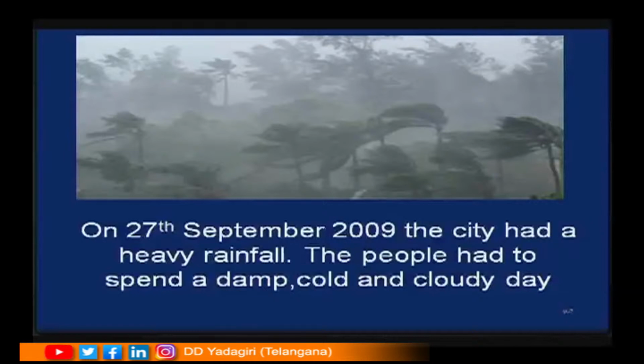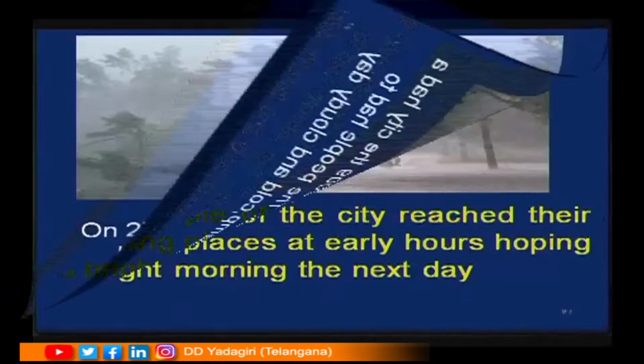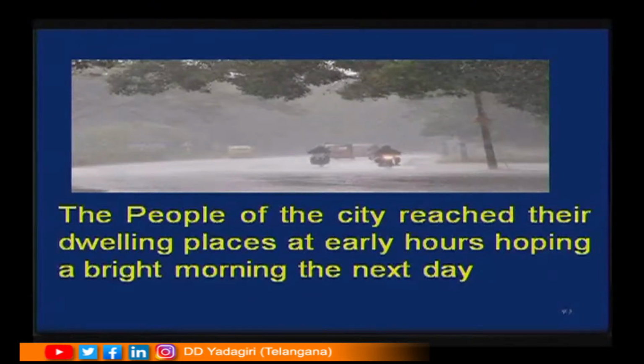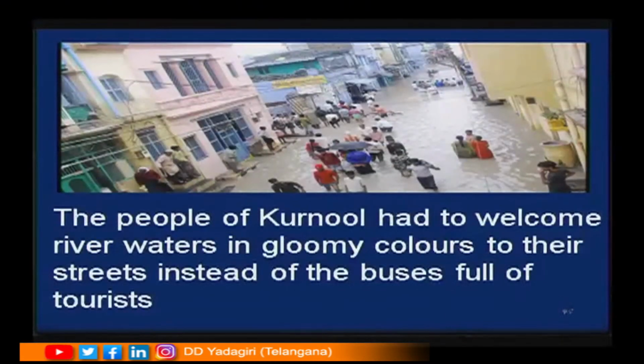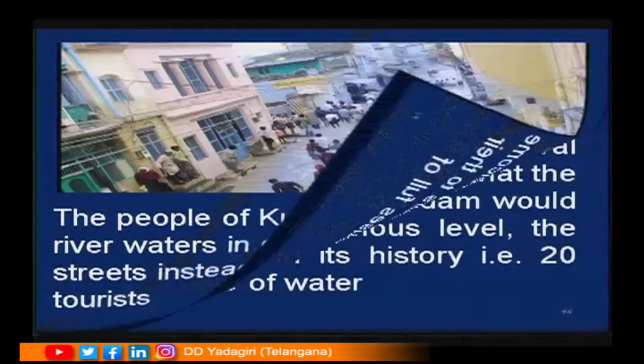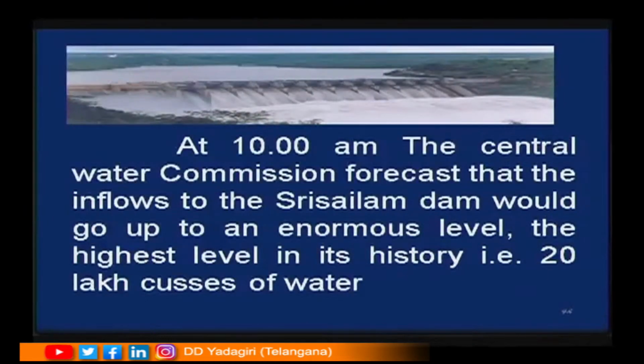The people had to spend a damp, cold and cloudy day. The people of the city reached their dwelling places in the early hours, hoping for a bright morning the next day. The rain continued throughout the night. The people of Kurnool had to welcome river waters in gloomy colors to the street instead of buses full of tourists. At 10 a.m., the Central Water Commission forecast that the inflows to the Srisailam Dam would go up to an enormous level, the highest in its history, that is 20 lakh cusecs of water.